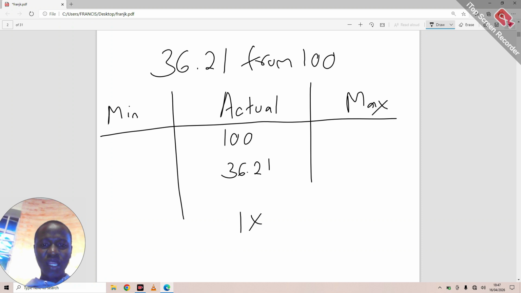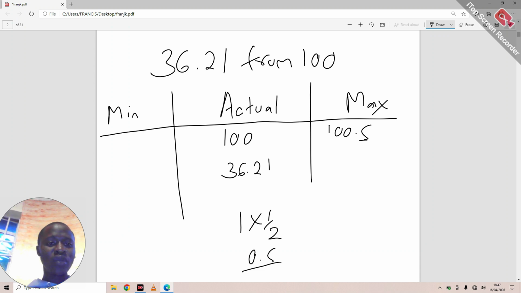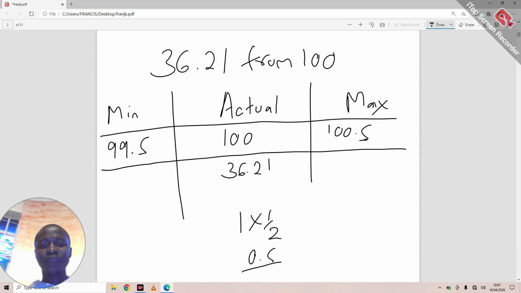So, you take that 1, you multiply it by a half. You get 0.5. Now, you add that 0.5 to 100 to get the maximum. And you take 100 minus that to get the minimum, which is 99.5. You subtract.